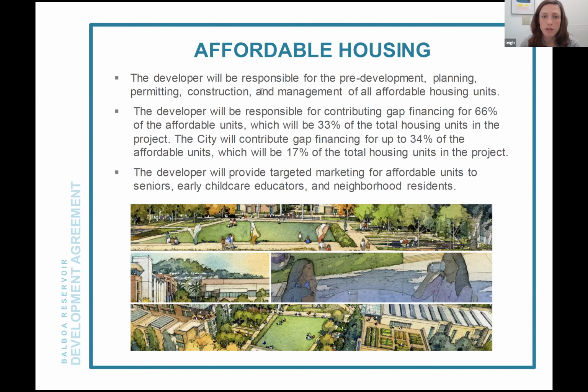The developer will be responsible for contributing gap financing for 66% of the affordable units, which will be 33% of the total units in the project. Commensurately, the city will contribute financing for up to 34% of the affordable units or 17% of the total units in the project, and that's consistent with the 50% overall goal. The developer will also provide targeted marketing for affordable units to seniors, early childcare educators, and to neighborhood residents.